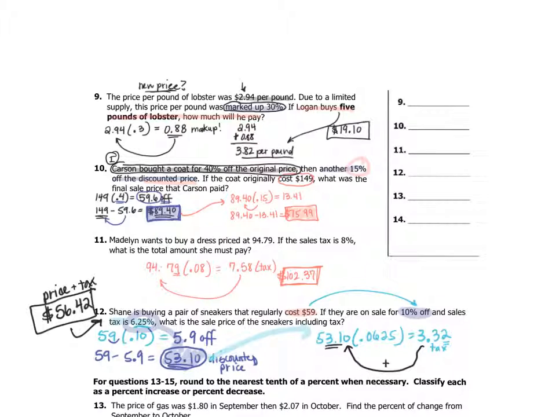I went nice and slow to hopefully help you understand each of the steps. They're not that complicated, but there are a lot of them. So it's just a matter of writing everything down and keeping all your steps organized. The best way to get better at this is to practice.